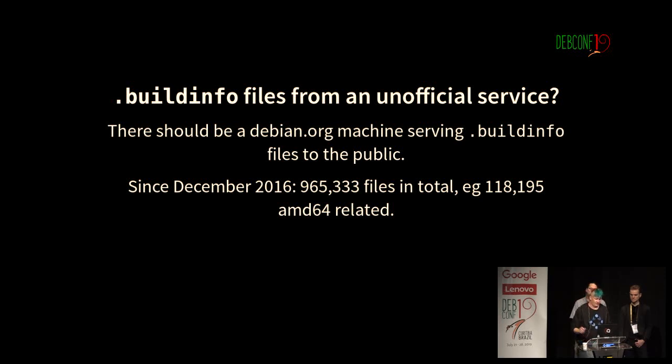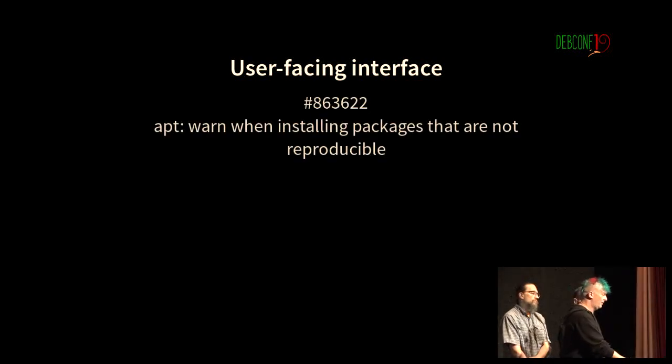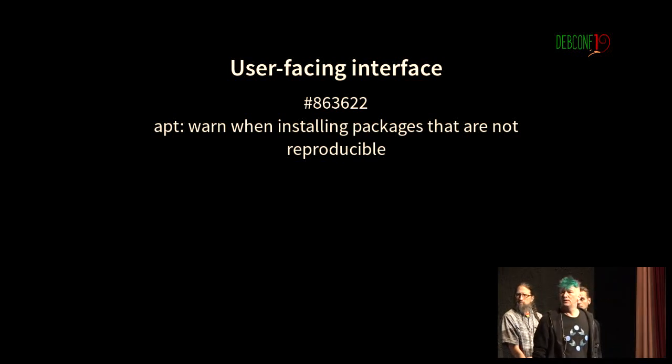So there's some obsolete, of course. And it's 12 gigabytes of files, and the links take 4 gigabytes, so it's not much storage requirement. Another thing we want eventually is for apt to warn when a package is not reproducible, or also to block this.